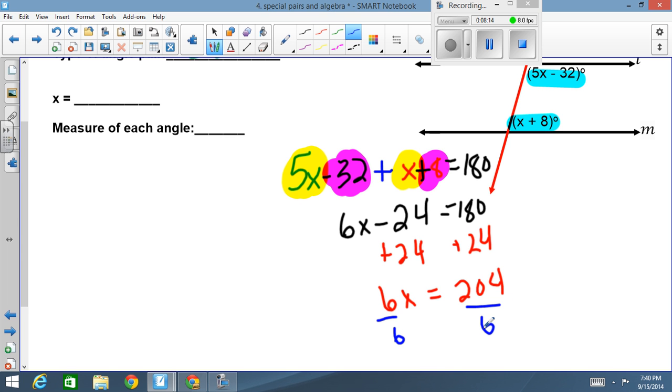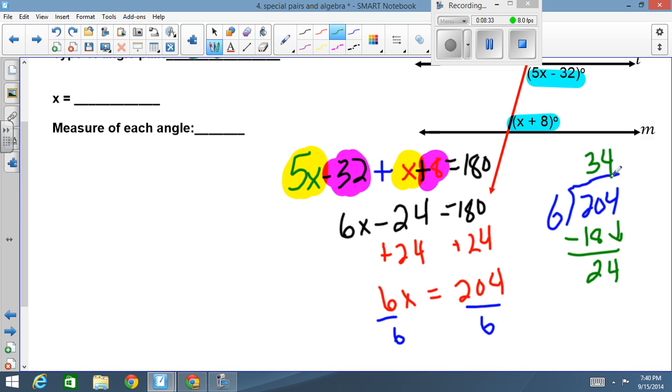I don't have a calculator in front of me, so I'm going to go old school, and I'm going to do 204 divided by 6. I ask myself, how many times does 6 go into 20? That's 3 times. 3 times 6 is 18. I subtract down, that's 2. I bring down the 4, that's 24. 6 goes into 24 4 times. X equals 34. Old school division.